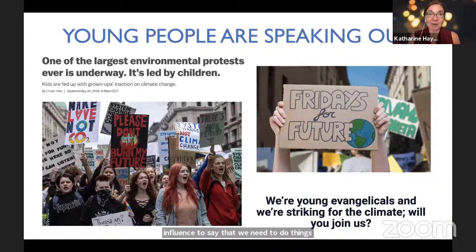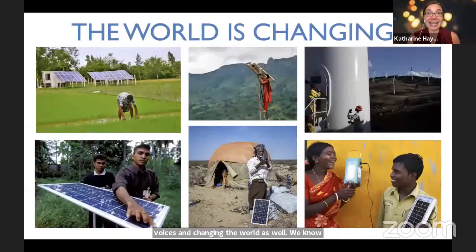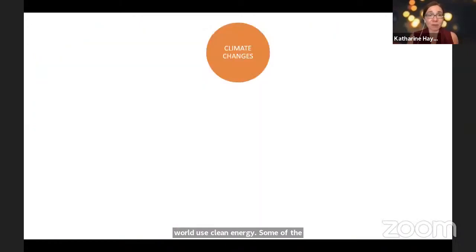The world is changing. Last year, during COVID, 90% of new energy installed around the world was clean energy. Some of it in some of the poorest places in the world where people don't have access to fossil fuels. But if we don't know that this is happening, we don't feel like we could ever make a difference. And so that's why it's so important, when climate anxiety hits and when we get worried, to break the cycle.